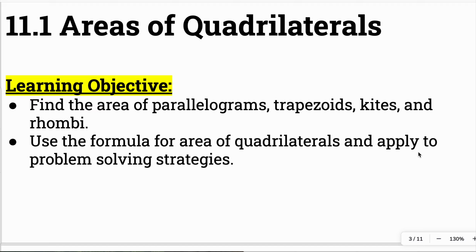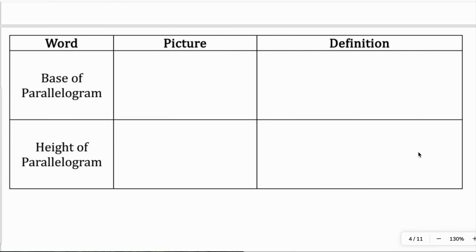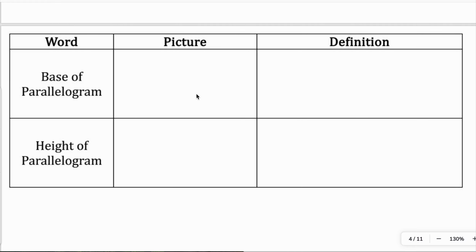We're going to look at lesson 11.1, Areas of Quadrilaterals. So talking about how to find the area of trapezoids, parallelograms, kites, and rhombus, and be able to use those formulas for problem-solving strategies. First thing we're going to talk about are bases of parallelograms and heights of parallelograms.